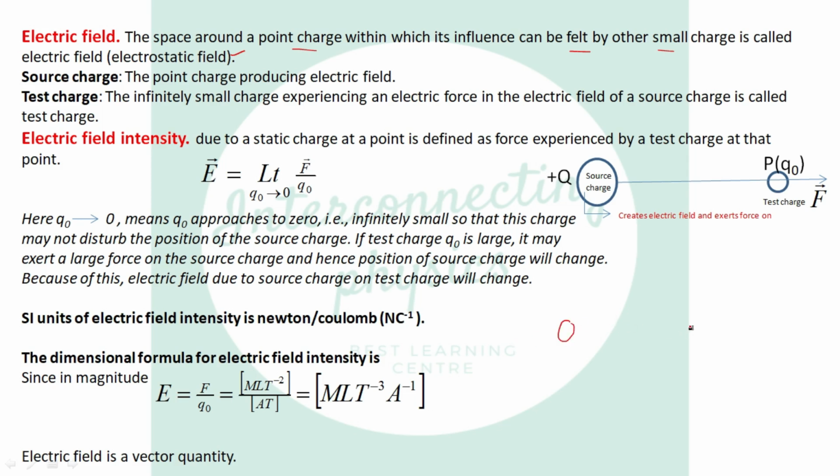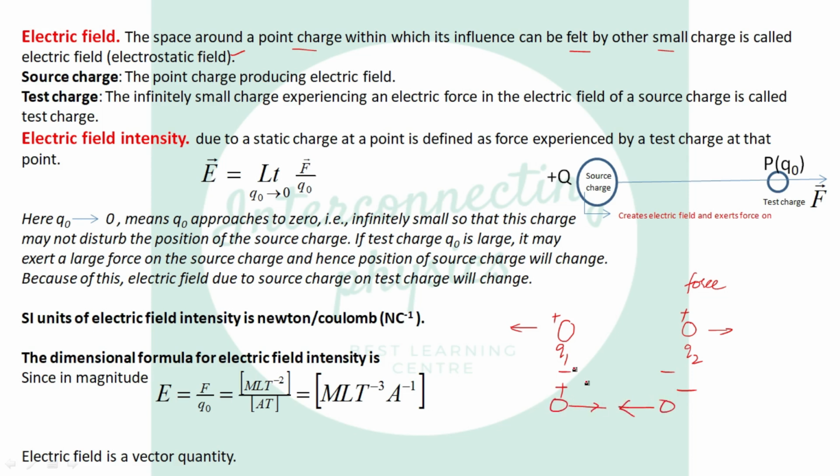Suppose we have two charges. One is Q1 and another is Q2. If these two charges are nearer to each other, then they will feel some kind of force. If both are positive, they will repel each other. If both are negative, they will also repel each other. If one is positive and one is negative, then they will attract each other.